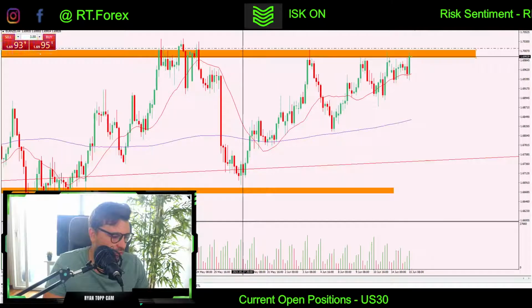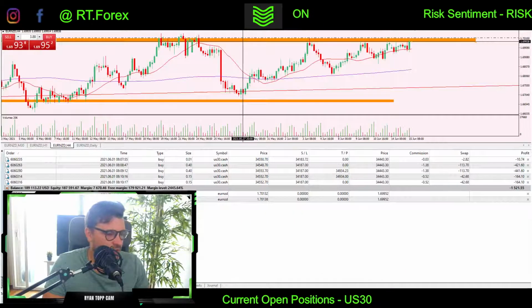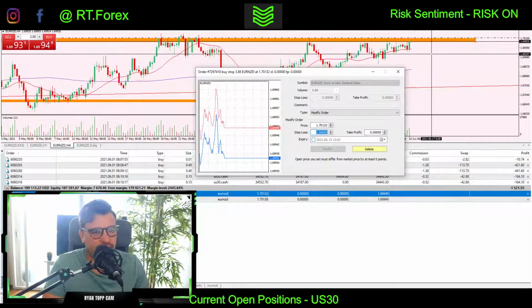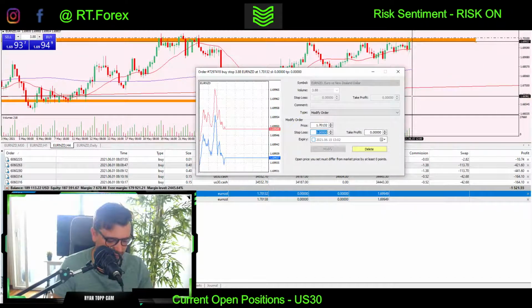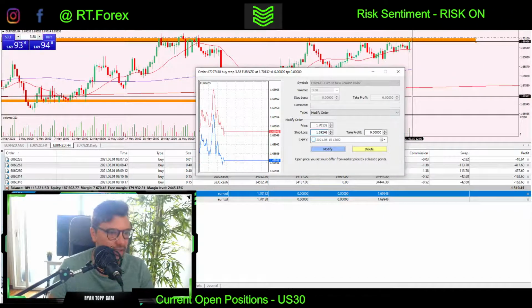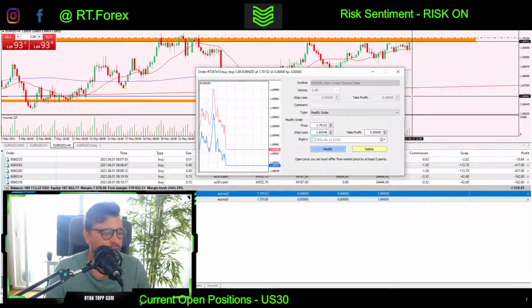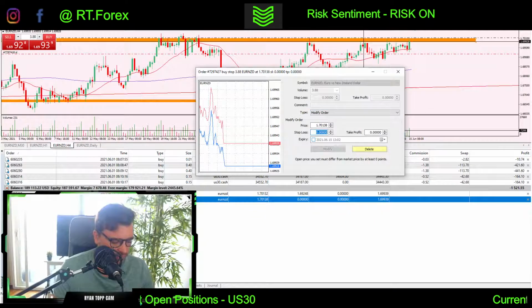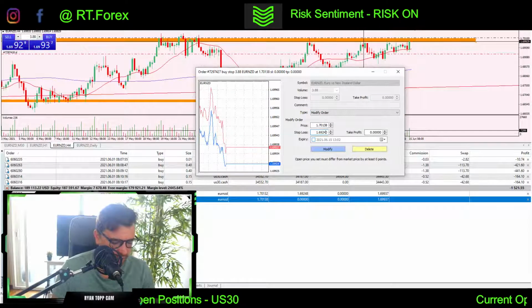1.69248 is the stop. So, into our stop loss. What did I just say there? 1.69248. Same with the second one, 1.69248.